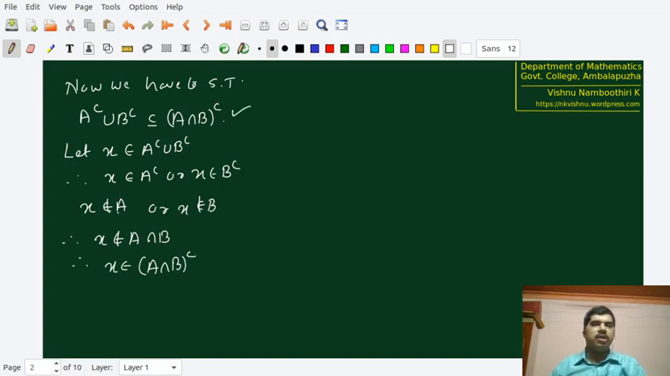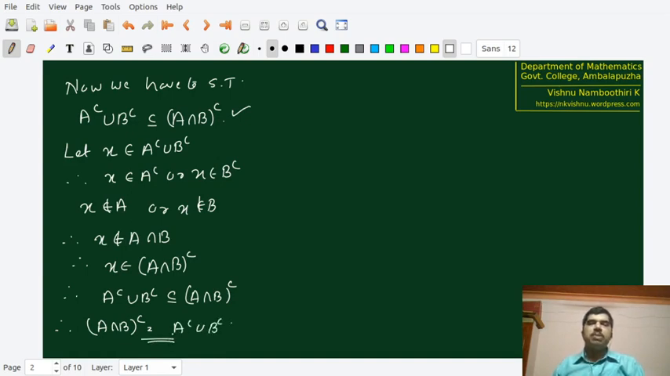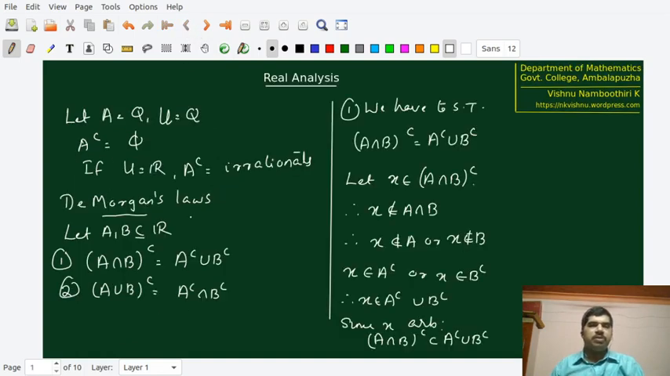This is what we wanted here. We started with an arbitrary element from A complement union B complement, and finally we arrived at the conclusion that it belongs to (A intersection B) complement. Therefore, A complement union B complement is a subset of (A intersection B) complement. Previously, we have verified that (A intersection B) complement is a subset of A complement union B complement. Therefore, combining these two arguments, we get that (A intersection B) complement is equal to A complement union B complement. Therefore, the first part of De Morgan's law is verified.